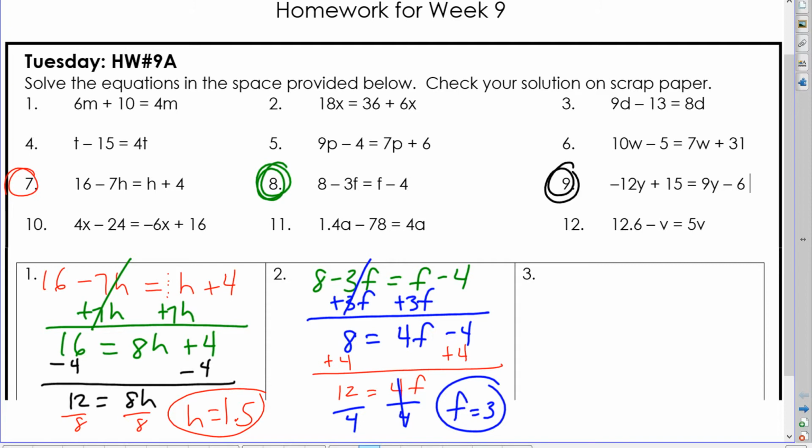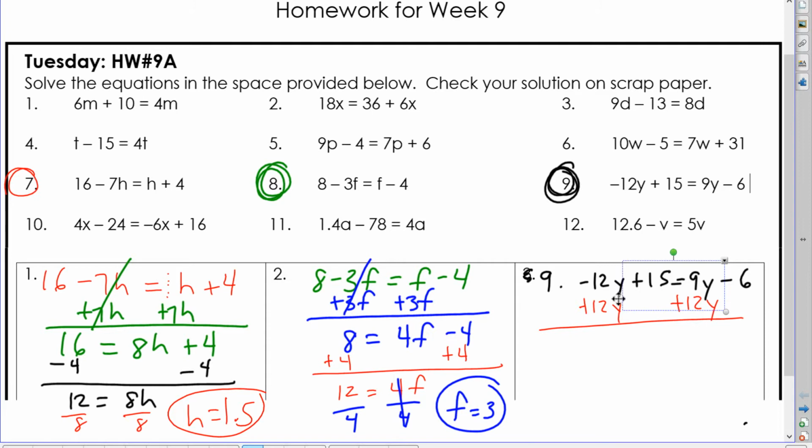Okay, last one for this row. We're going to do number 9. So negative 12y plus 15 is equal to 9y minus 6. Let's see. I have a 9y and a negative 12y, so I'm going to add 12y to both sides. Let's see. This one's going to cancel out. I get 15. 12y plus 9y is 21y.